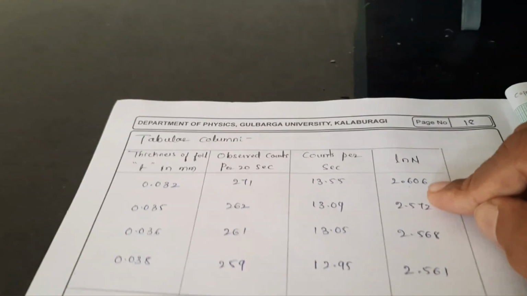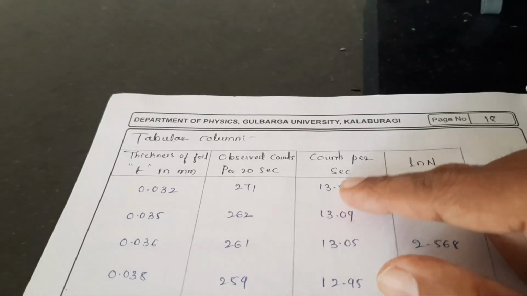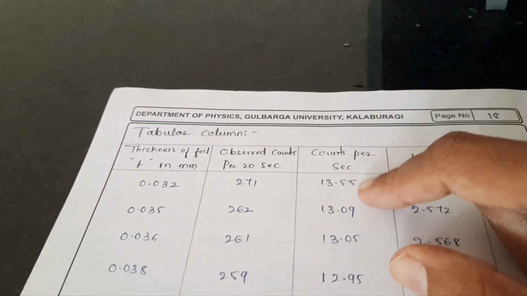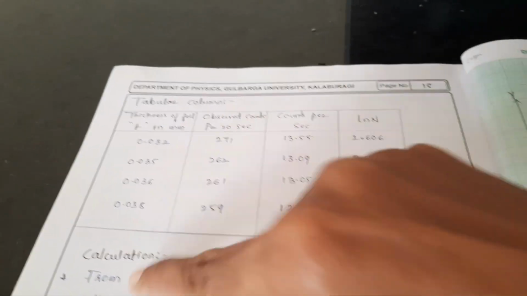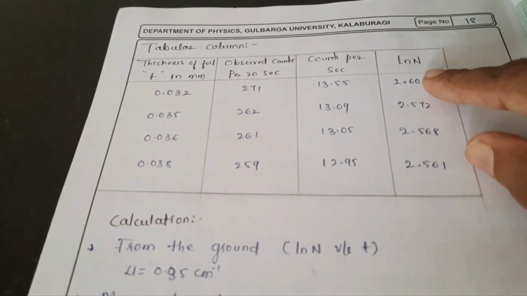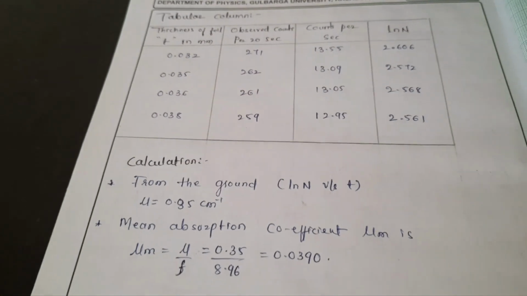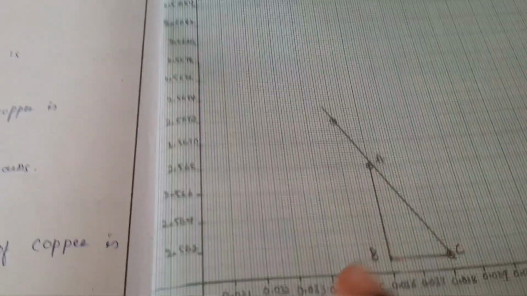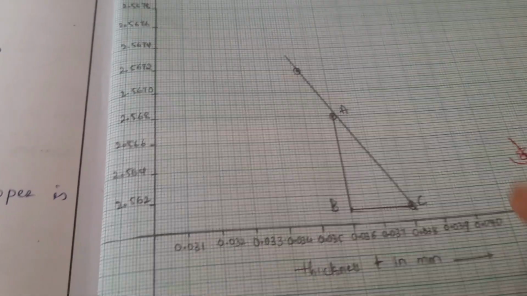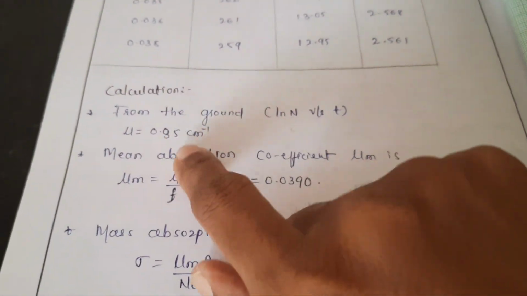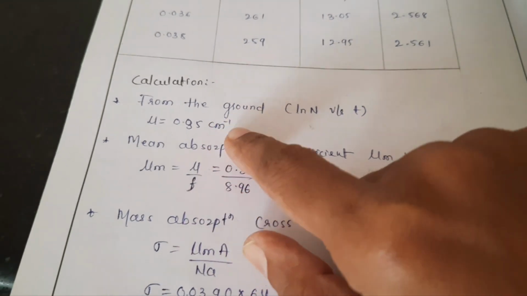Then take the ln of these counts per second, and repeat the same procedure for the other three thicknesses and calculate ln n. Plot the graph of ln n versus t, like for lead. Then you will get the slope, and here they got a slope of about 0.35.